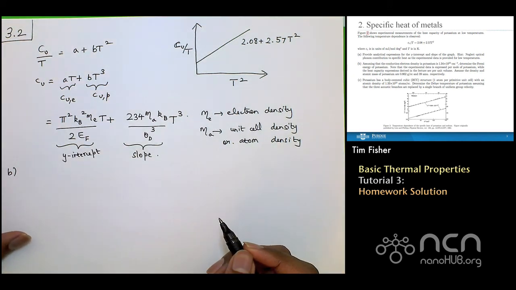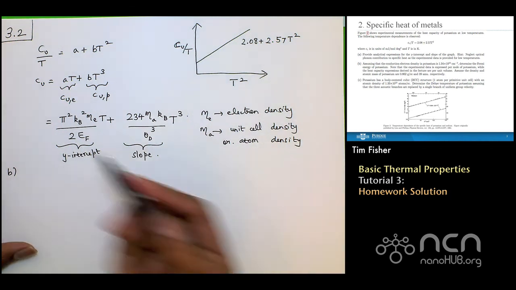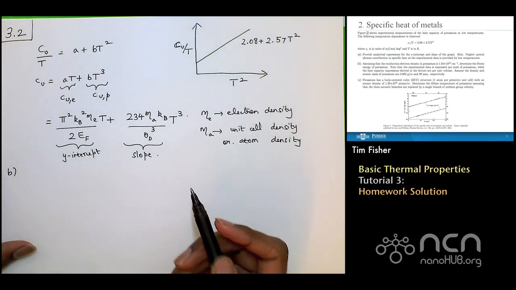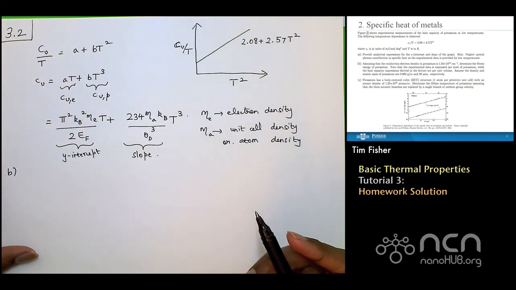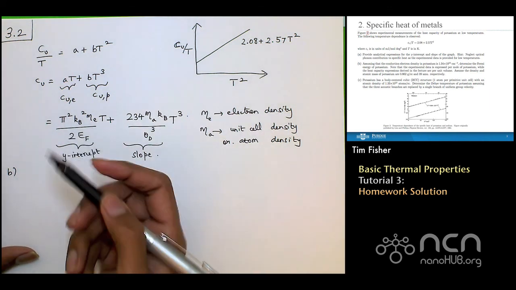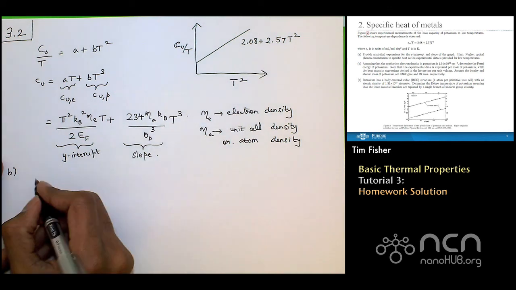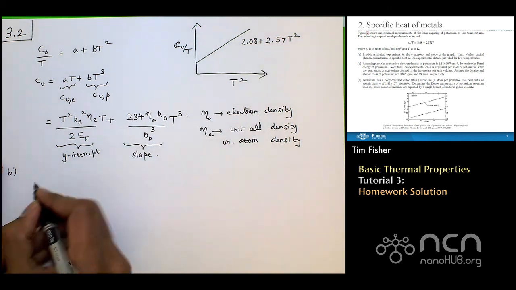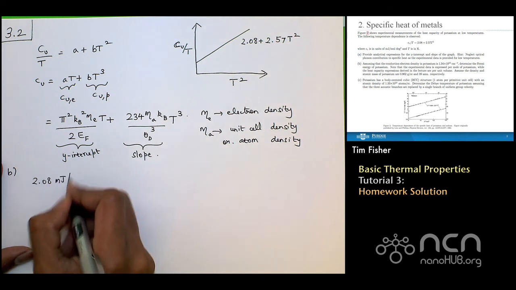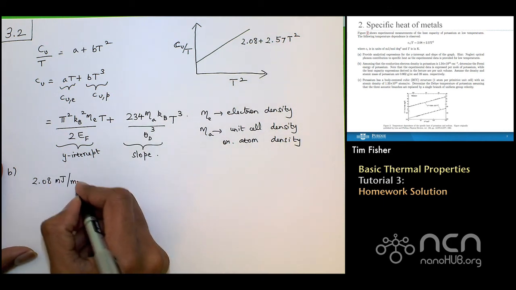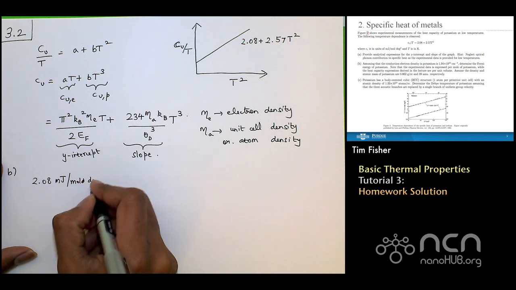So we are required to calculate the Fermi energy of potassium, and we are given the conduction electron density in potassium. So we need the y-intercept part for this problem. So the y-intercept from the experimental measurement is 2.08 millijoule per mole per degree squared.